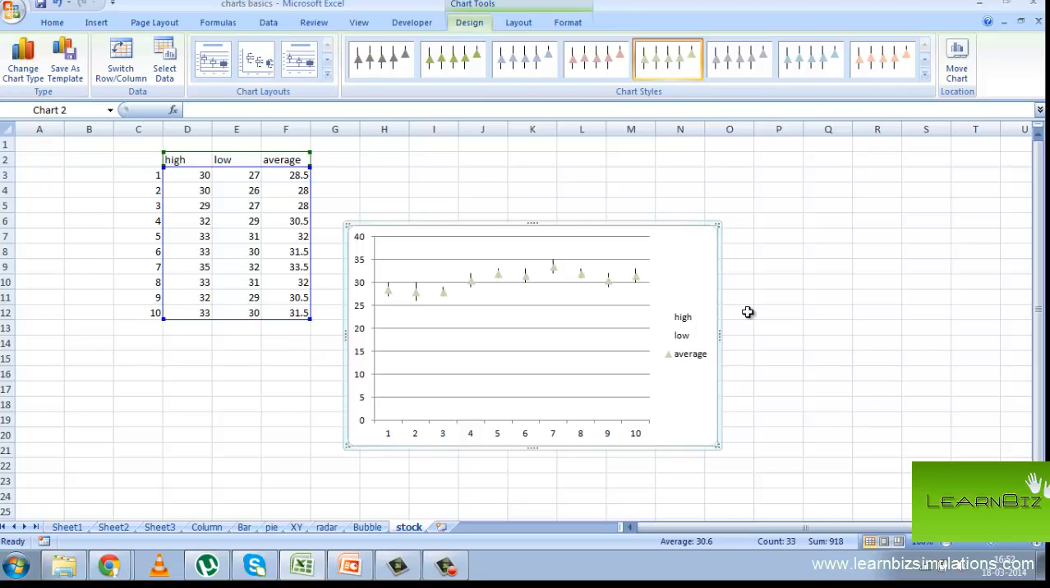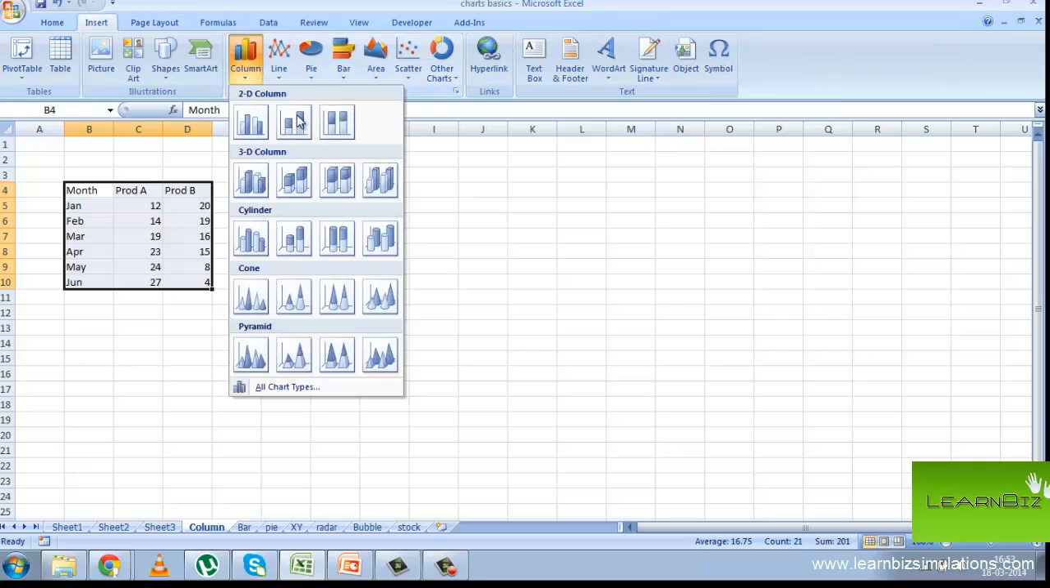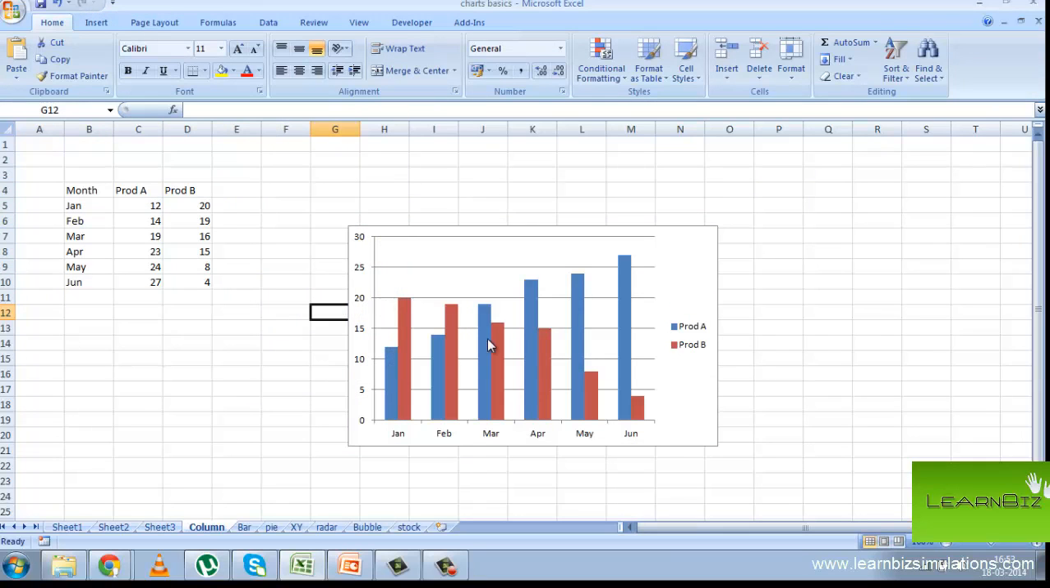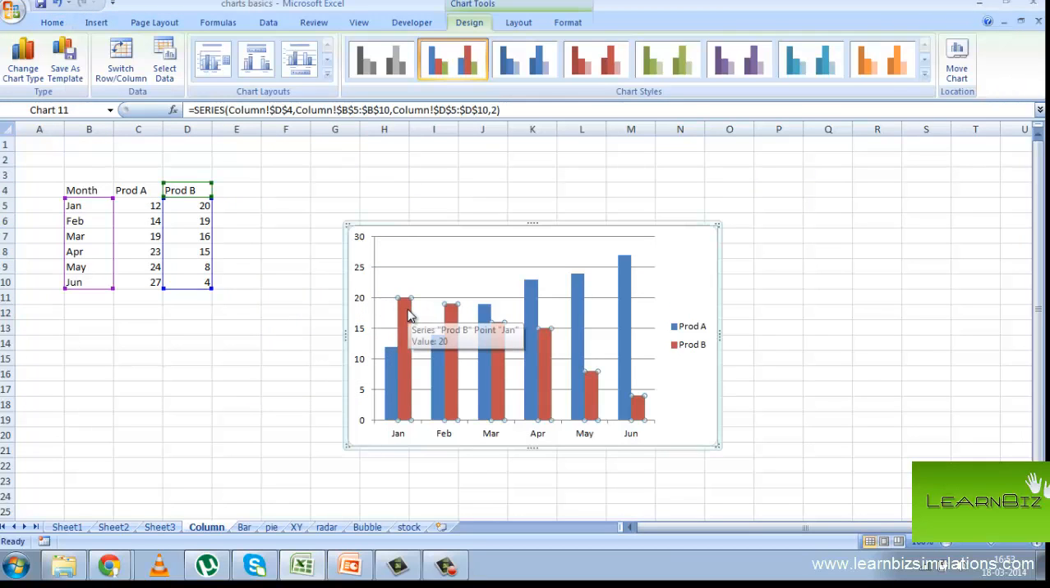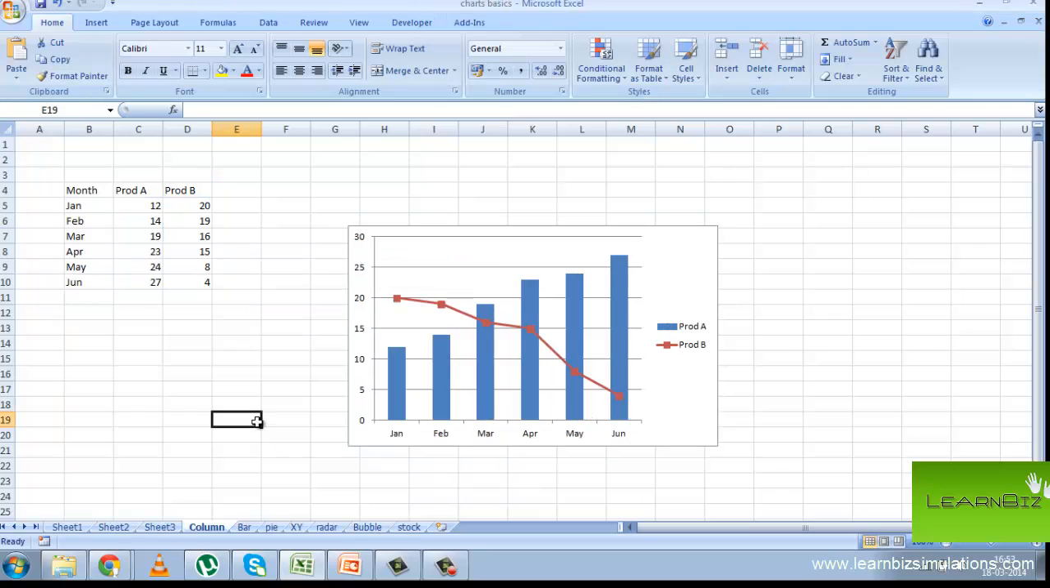Finally, we look at combination charts. A combination chart is a single chart that consists of series that use different chart types. Creating a combination chart involves changing one or more of the data series to a different chart type. Here you can see two data series depicted as column and line chart.